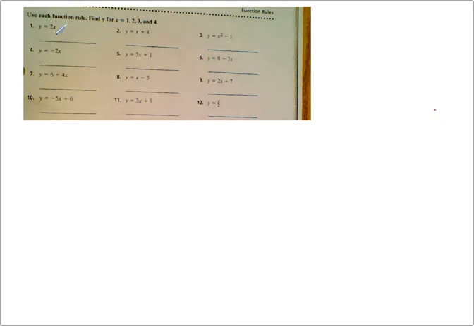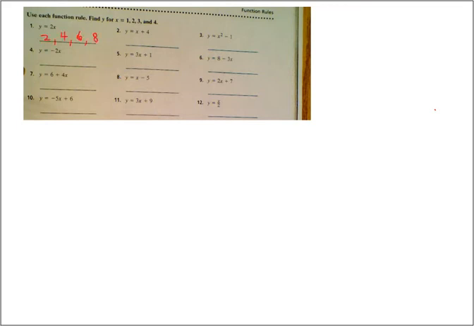So if you see up here, it says use each function rule, find y for x equal to 1, 2, 3, and 4. And all that means is I'm going to plug in the value for x that is listed up there 4 different times, and then write down the values down here. I'll show you how that works.